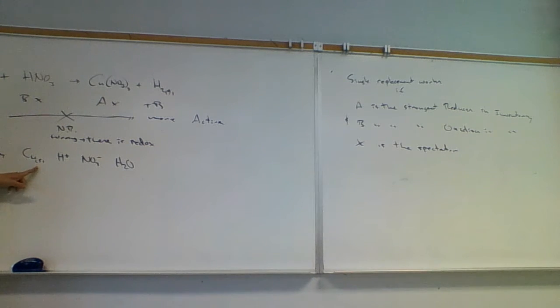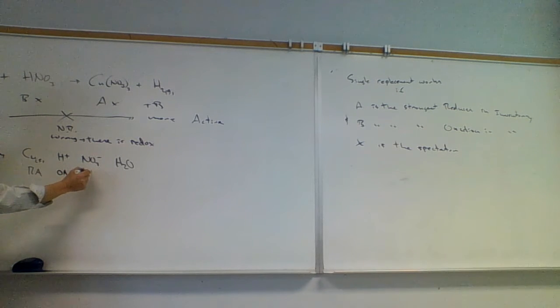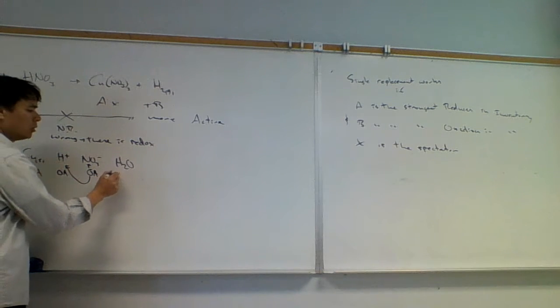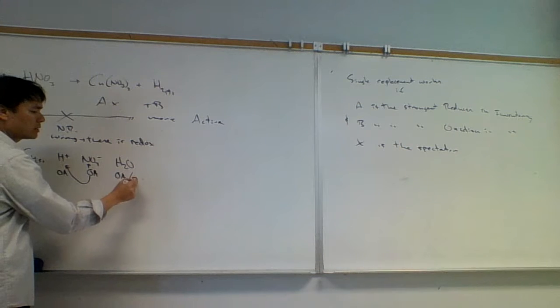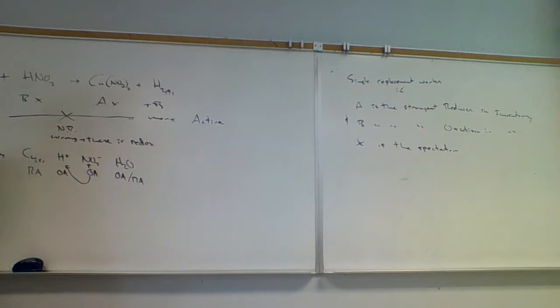And so, what is copper? Copper is a reducing agent. It's on the lithium side of the chart. What is H+? An oxidizing agent. What is nitrate? Nitrate is an oxidizing agent in combination with H+. So if we have H+ and nitrate, that's good. What is water? Water occurs on both sides, so it's both an oxidizing agent and a reducing agent.